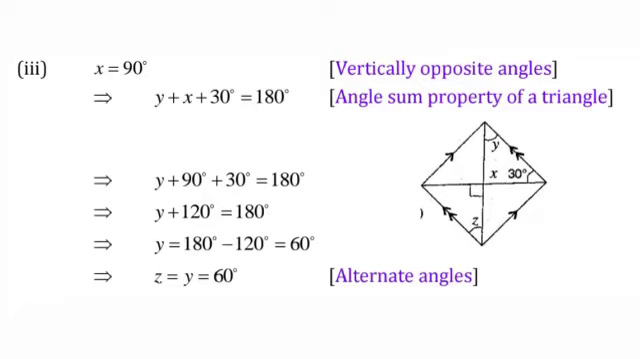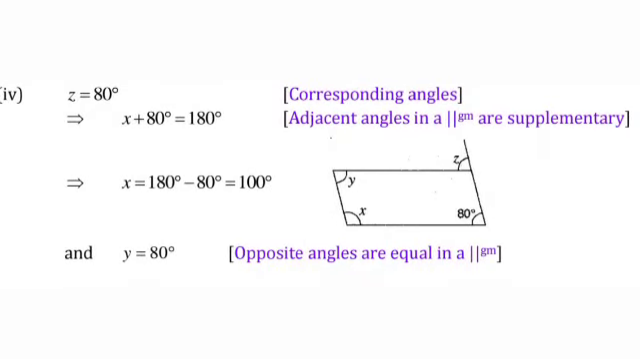Now these two lines are parallel. Therefore, angle y and angle z are alternate angles. So z equal to y will also get 60 degrees. In the fourth figure, they have given a parallelogram. So z and 80 degrees are corresponding angles. So z is also equal to 80 degrees. Now x plus 80, when we add, they are adjacent angles, we have to get 180 degrees. For x, x equal to 180 minus 80 equal to 100. Therefore, y equal to 80 degrees because they are opposite angles.